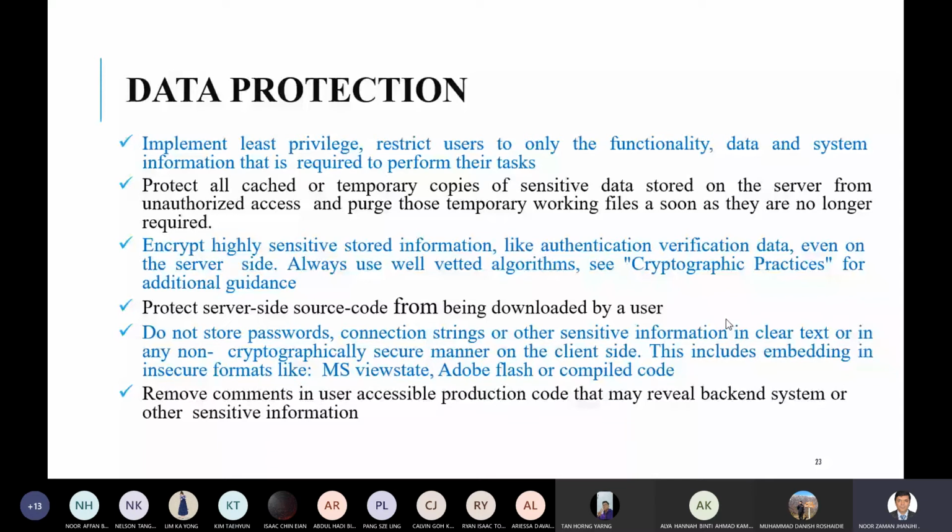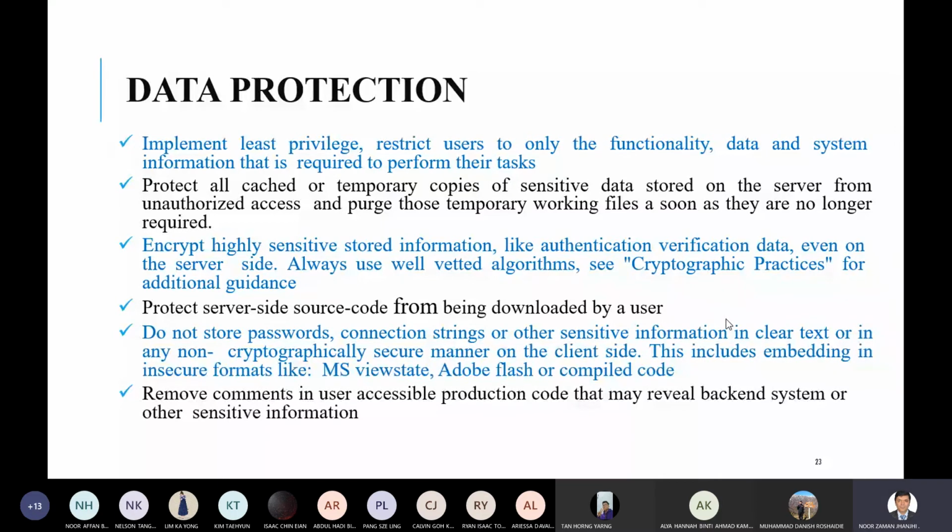Remove the comments in the user accessible production code. Even for the user who can access the code, remove the comments from it, because they may not get any hint from that. Do not store the password, connection strings or other sensitive information in clear text. These are all important aspects and points we need to check, we need to deploy, we need to implement with the help of the code.